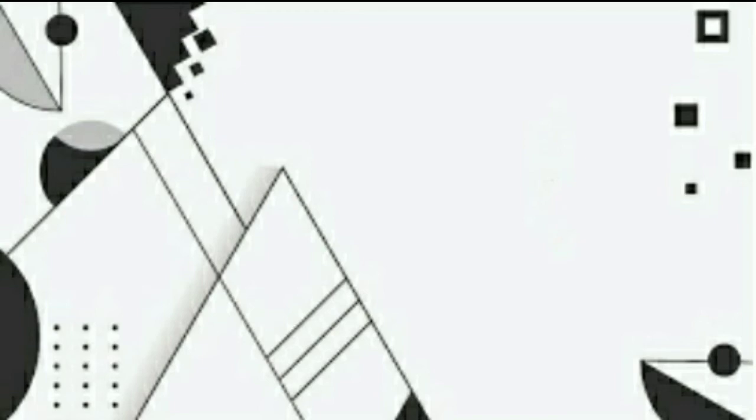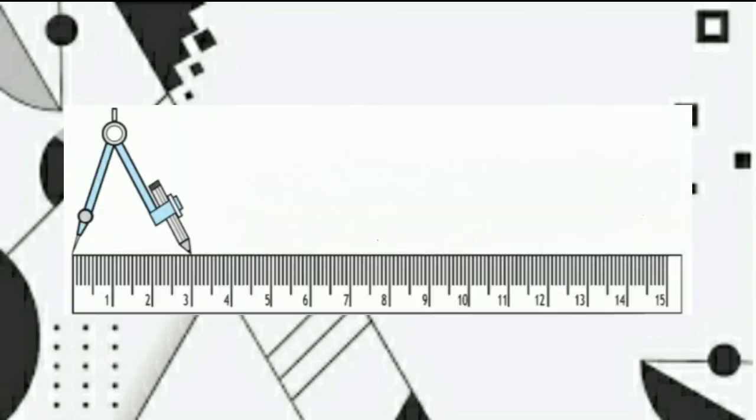Also note, to draw a circle of a given radius, a distance equal to the radius is kept between the pencil point and the metal tip of the compass. Like for example in the picture, this distance is 3 cm. Therefore, the radius of the circle drawn using this distance will be 3 cm.